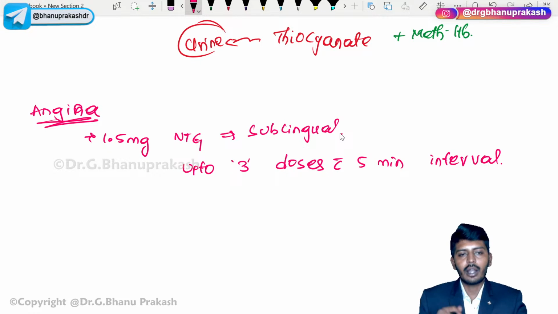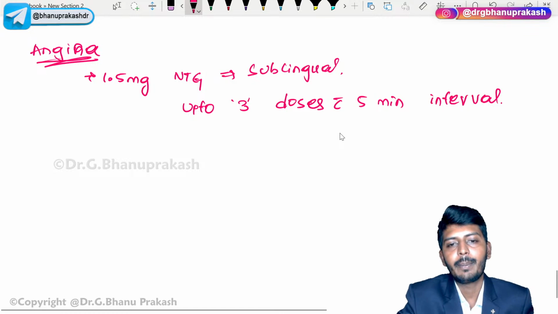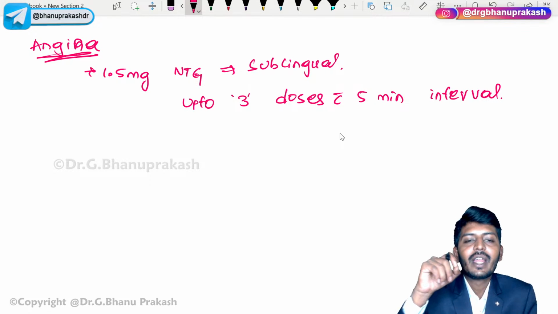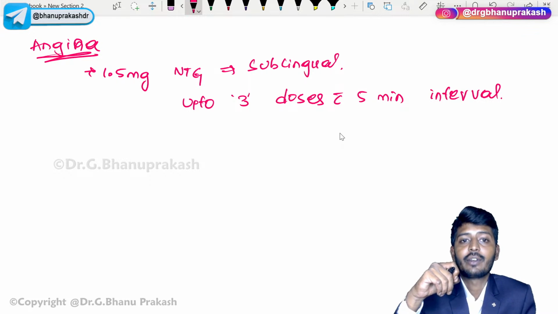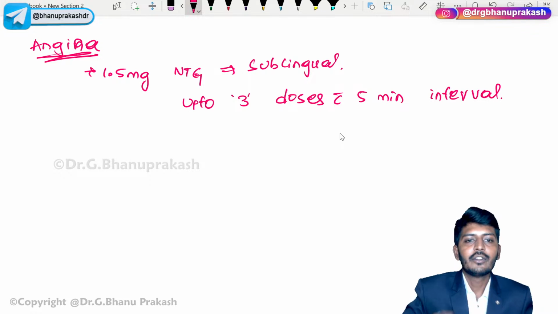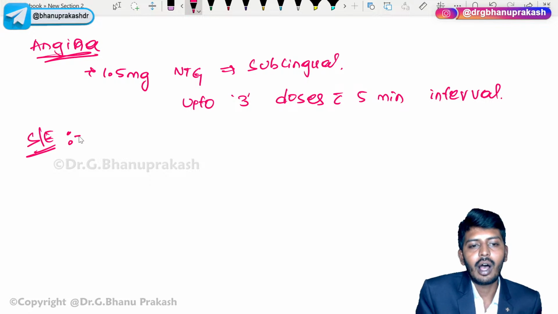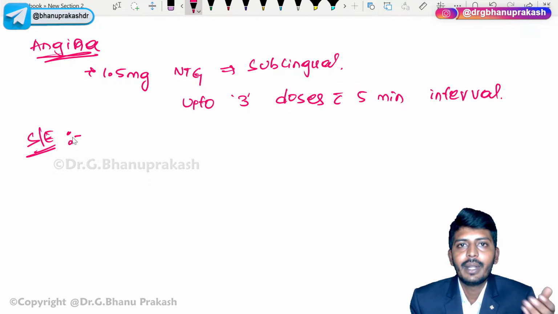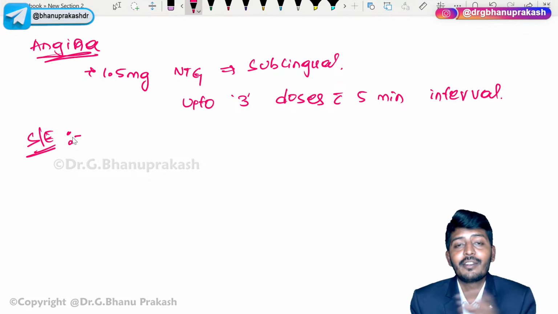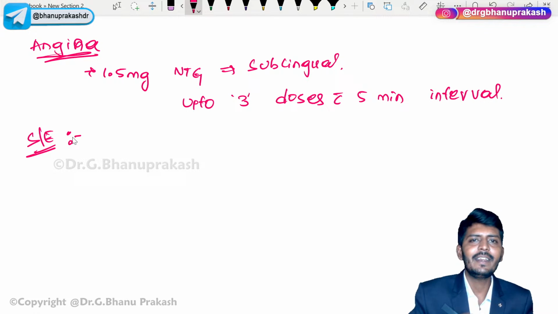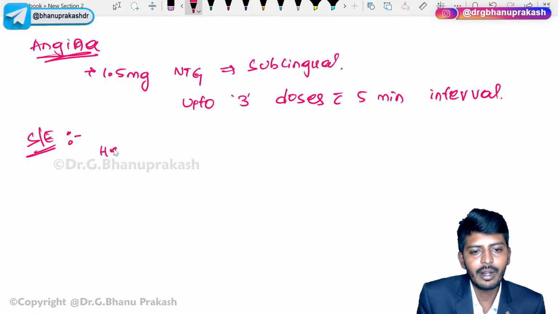Now the next important point I want to discuss regarding nitrates is that nitrates have some side effects. So let's talk about the side effects. The first and most important side effect of these nitrates: all of you will tell me nausea, vomiting, headache. That used to be your common answer for all side effects. Now remember, the most specific side effect for nitrates is headache.